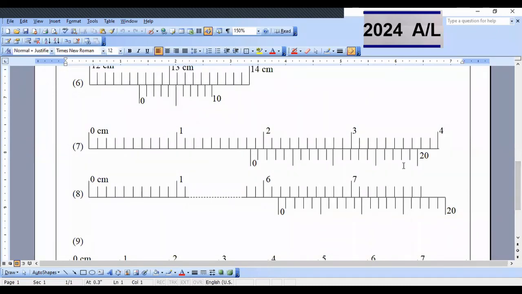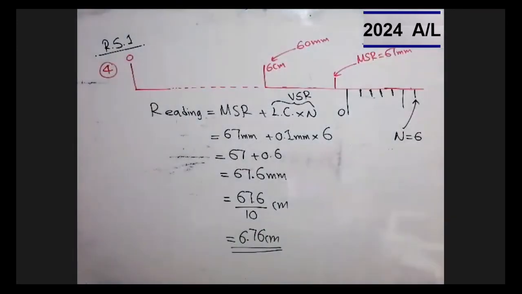Next week, I'll teach you the vernier scales with 20 vernier divisions, 50 vernier divisions, 49 vernier divisions, extended vernier scales, and positive and negative zero errors. So I think we'll be able to complete vernier caliper theory next week. But there will be so many reading sheets and so many other questions for the vernier caliper. Got it, dear? Okay.